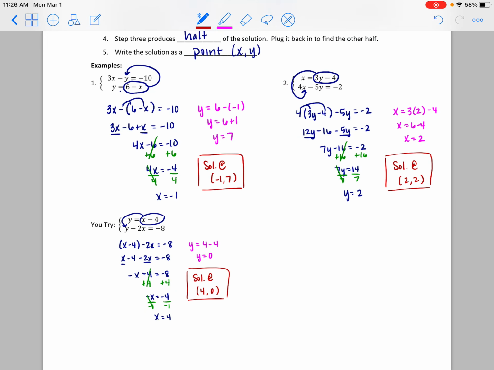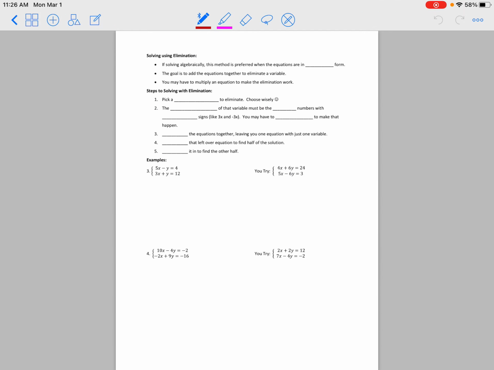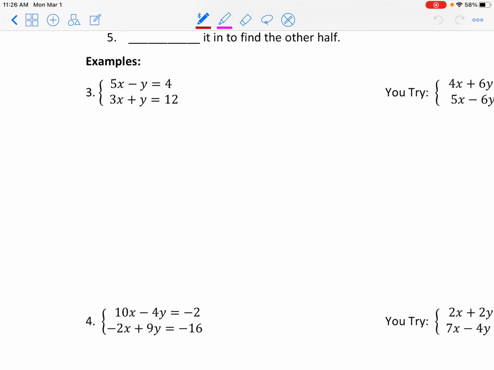Okay? So that's a process called substitution. Again, that's a process that is ideal when you already have a variable all by itself. If you have this situation where it wouldn't be too hard to, let's say, get a variable alone here or here. You know, if I wanted to take y and get it by itself, I could just subtract the 3x over and use substitution. That's totally fine. But when your equations are both in standard form, there is another option that works quite well.